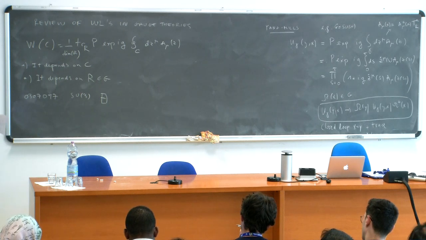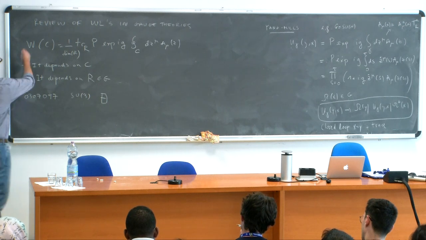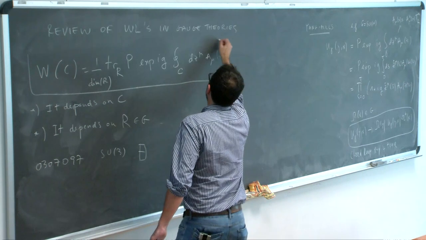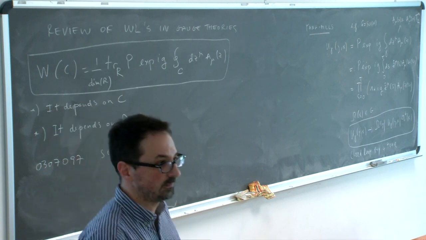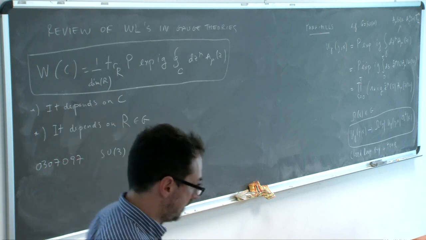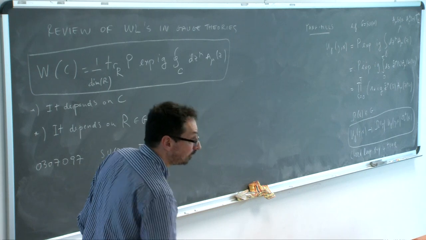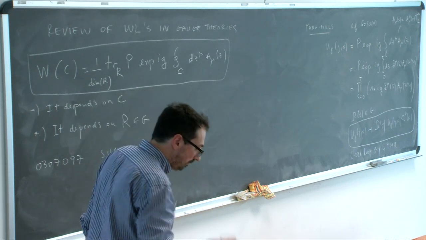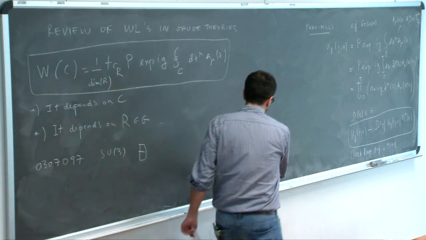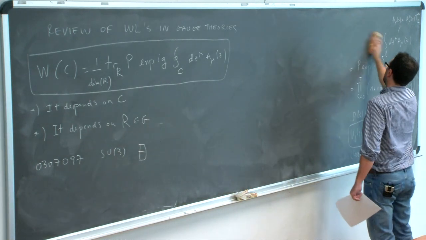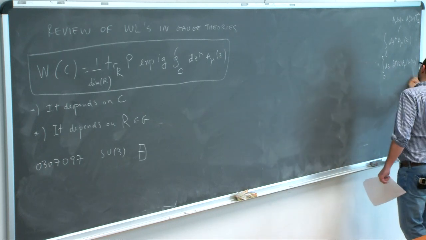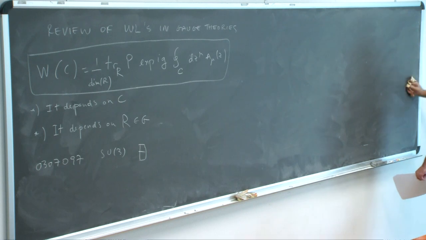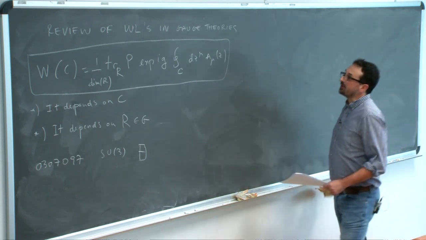Okay, so this is all I wanted to say about a review, just essentially to write down this formula so that we have a starting point. Okay? Very good. So now let's move on to part one, the supersymmetric discussion, Wilson loops in supersymmetric gauge theories.